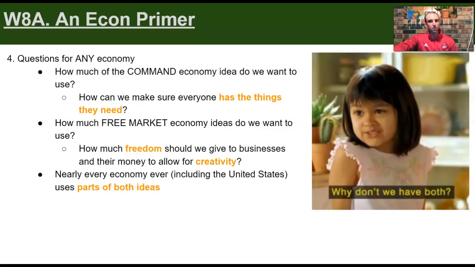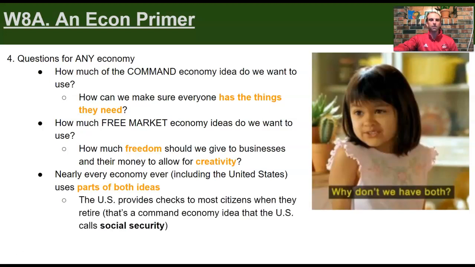Now here's the key. This is really important. This is the high school level stuff. Nearly every economy ever, almost every economy, uses parts of both ideas. There are very, very few economies that are totally free market or totally command. So for example, in the US, when most people retire, they get a check from the government. You may have heard of this, called Social Security. Well, that's a command economy idea. The idea that a few people, the government, is in charge of Social Security, makes sure that everybody gets a piece of that pizza, right?